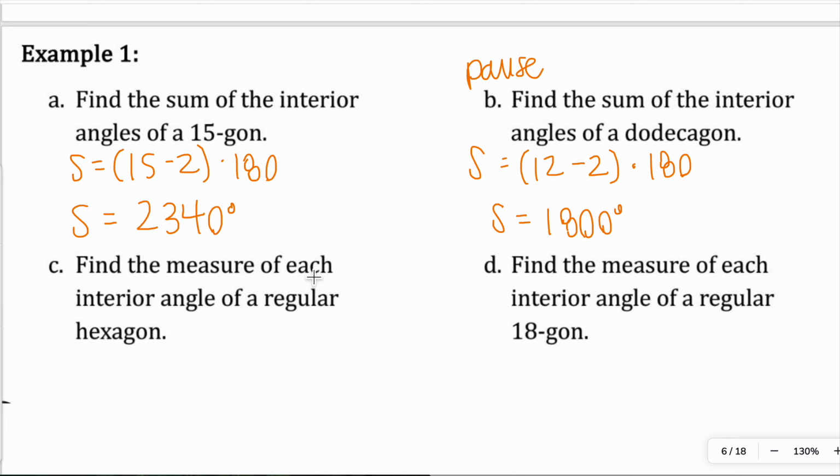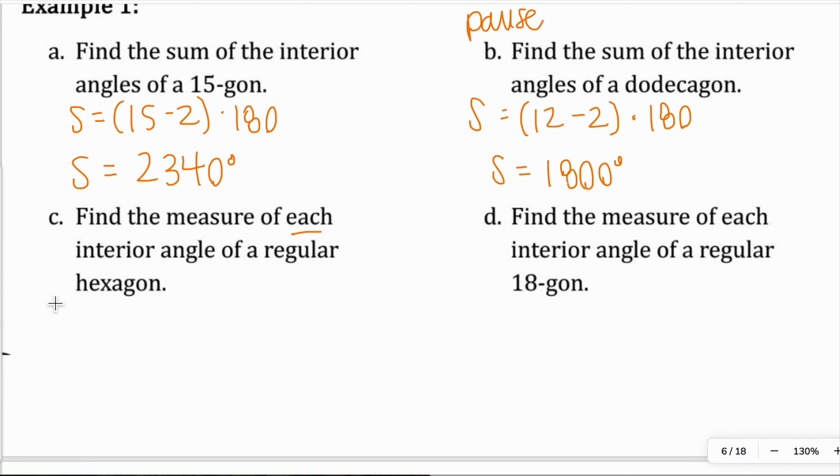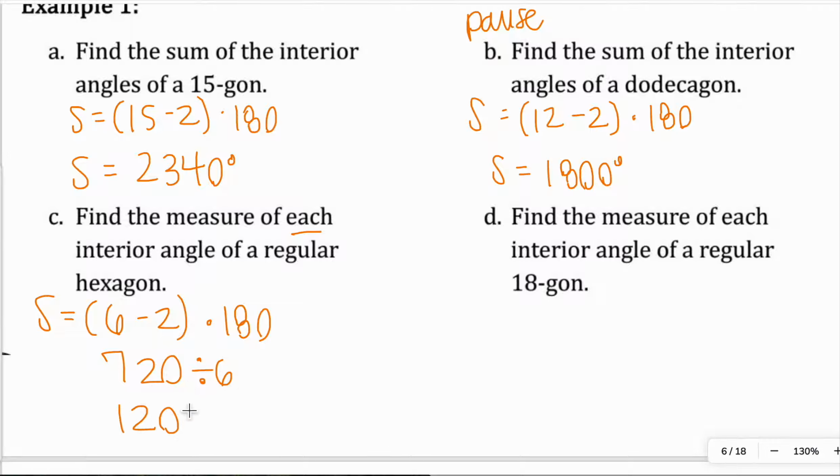The next one is a little bit different because it says find the measure of each interior angle of a regular hexagon. You could still start the same way. 6 minus 2 times 180, or 4 times 180, you're going to get 720. But then because I have 6 regular sides, I'm going to divide by 6 so I can figure out how many degrees each of the 6 angles has. That's going to be 120 degrees per angle. Okay, so one extra step here.